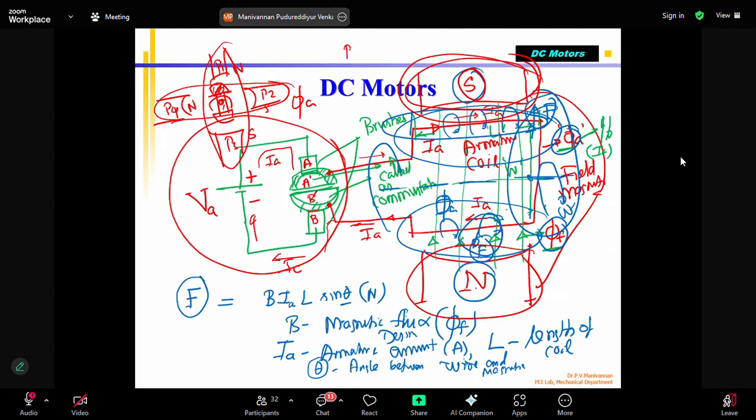People talk of pole pairs. Another one is poles. The number of poles here is 4. The number of pole pairs is 2. That means 2 pole pairs. Here, in this case, we talk about the number of poles. The P represents the number of poles.